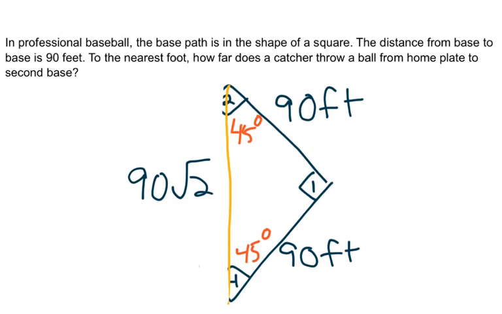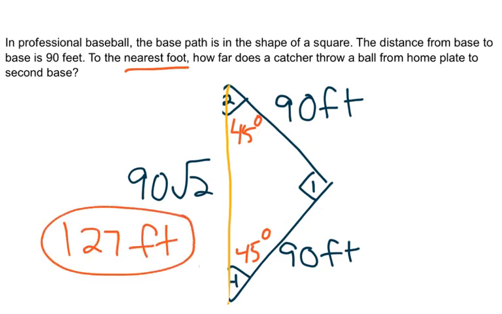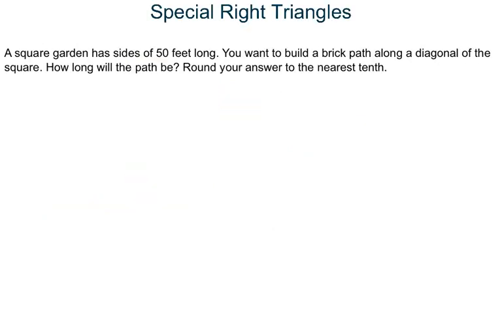But the thing is, if you actually ask someone how far it is from home plate to second base, you're not going to say it's 90 root 2 feet. What you're going to do is calculate that and go to the nearest foot. Okay? So if you type that into your calculator, 90 times the square root of 2 to the nearest foot, you should end up with about 127 feet. So a catcher is going to have to throw the ball 127 feet to second base. Okay? But again, this is how we get to use 45, 45, 90 triangles in a real situation. All right, let's move on.